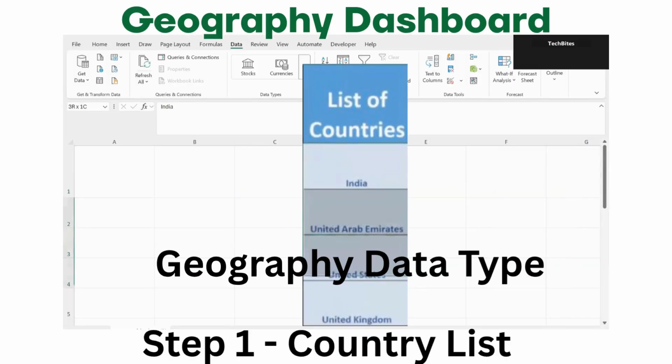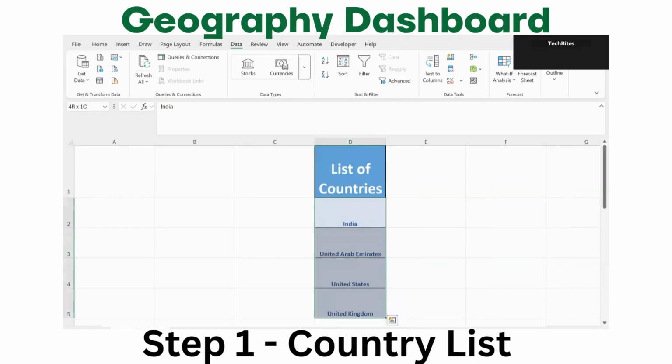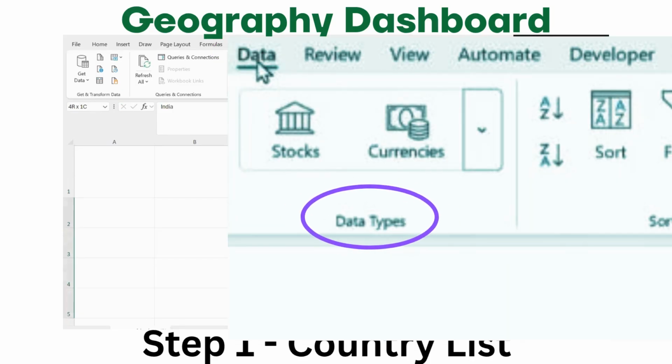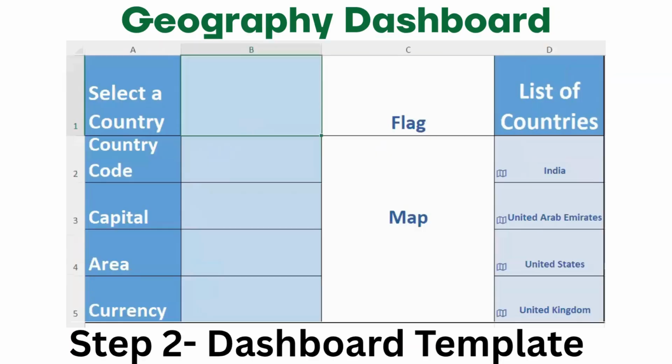First, convert these country names into geography data type. Select the country list, click on Data, Data Types, and then Geography. Next, create a template to display the data.